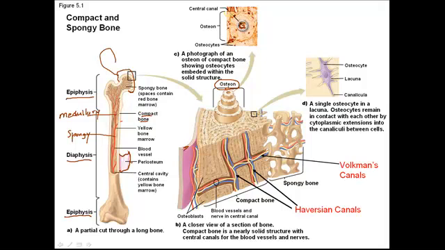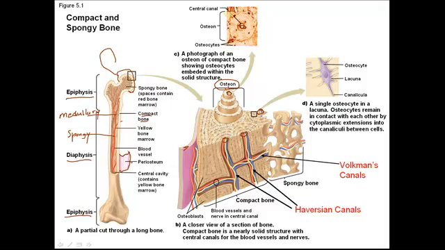Every osteon has a central canal right there. This is the central canal of an osteon, and this is another central canal of an osteon. So there are many, many of them.